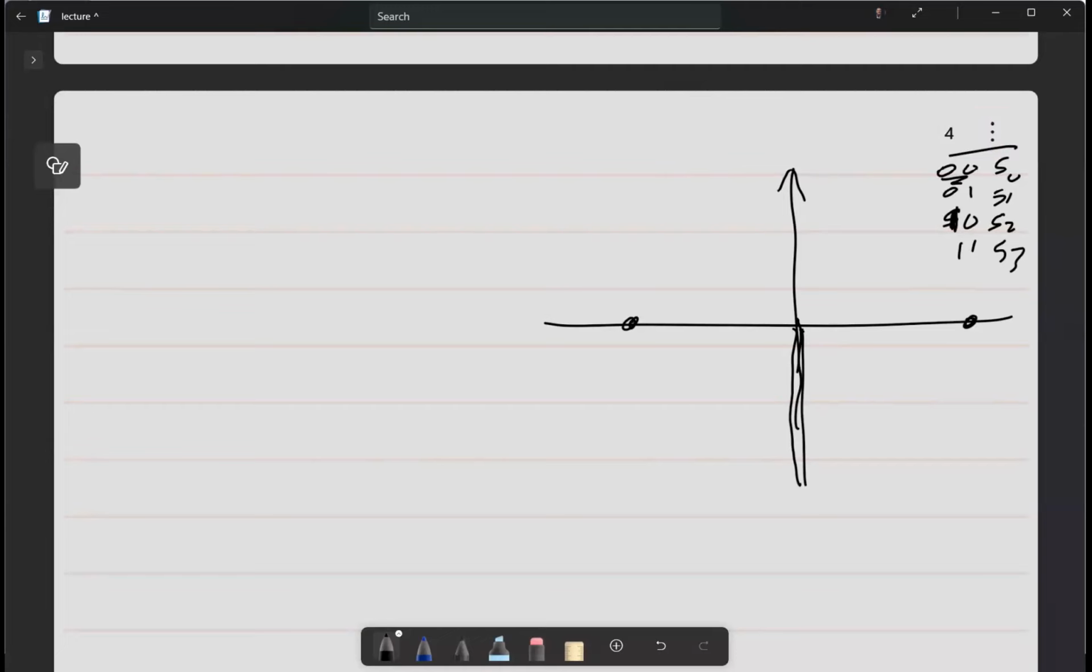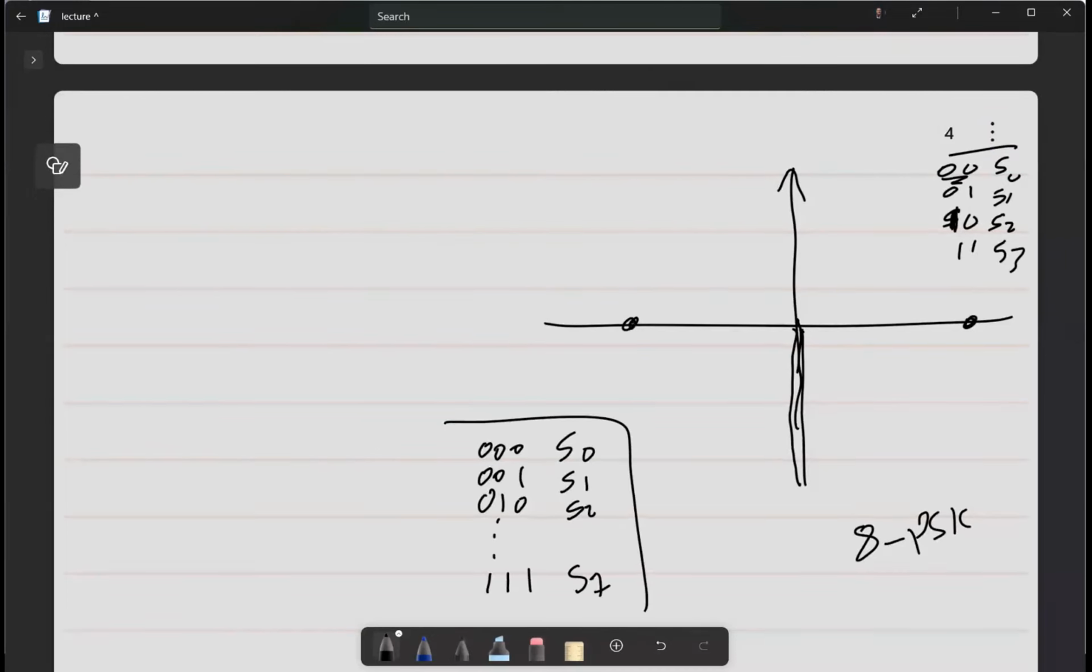Maybe we can send, as you know, 8 phase shift keying, for example, where we can send 3 bits per symbol. So it will be 0 0 0. It can be S0, 0 0 1 will be S1, 0 1 0 will be S2, until 1 1 1 it will be S7. So here we have 8 symbols to be transmitted.